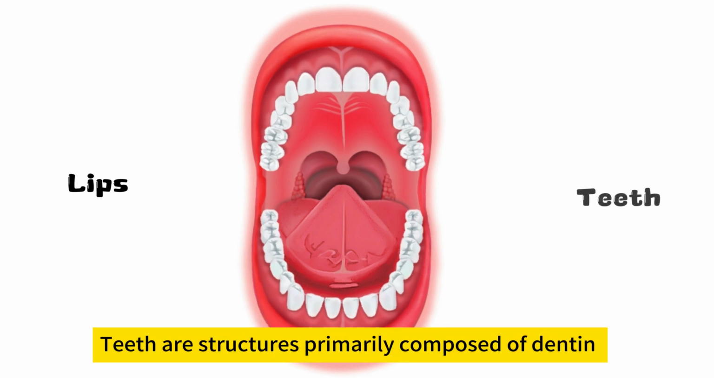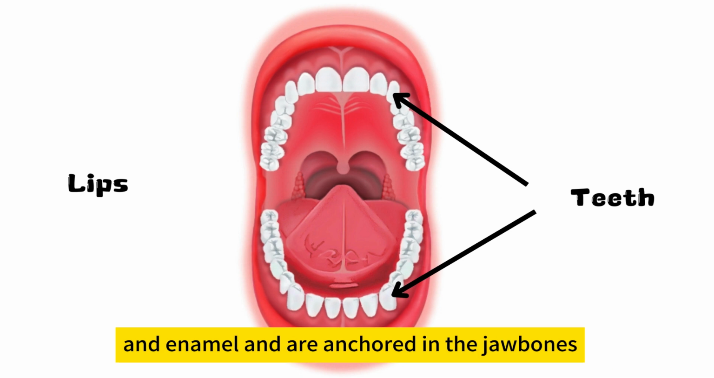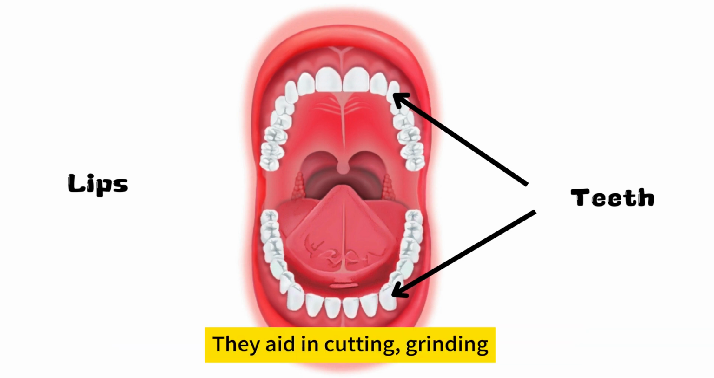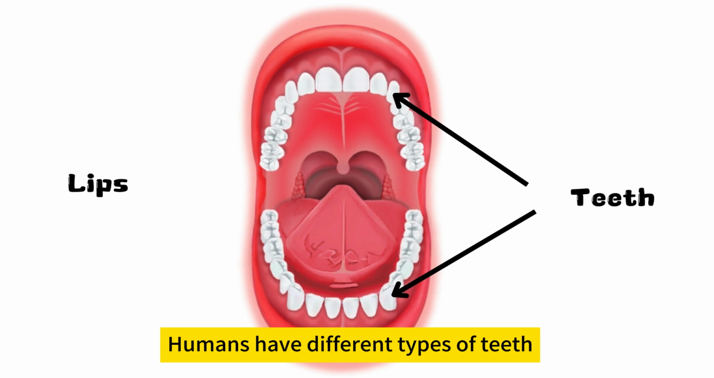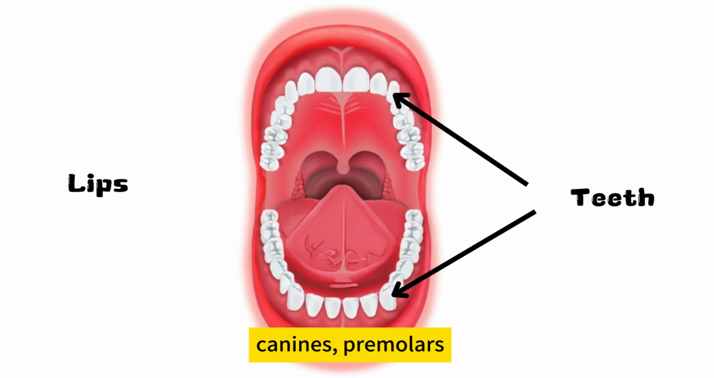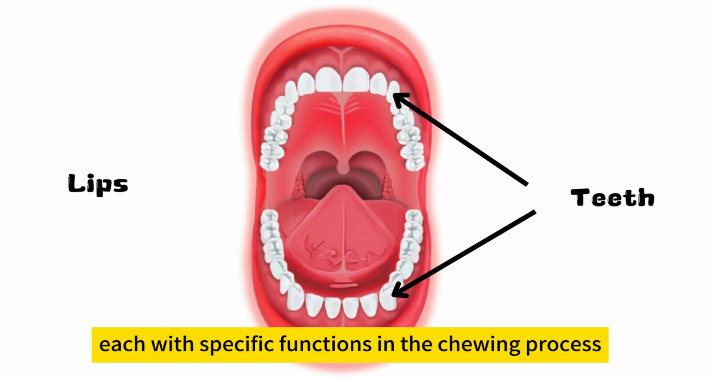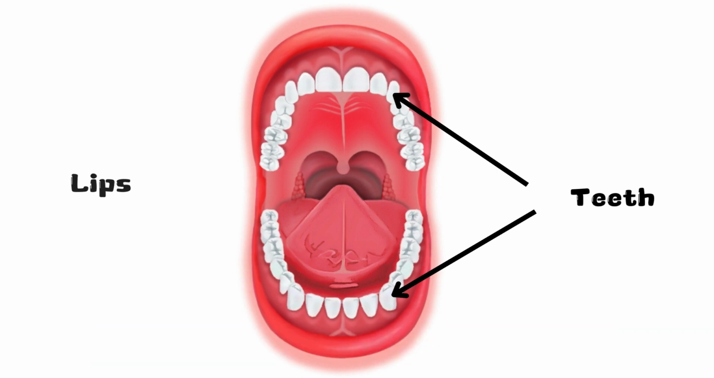Teeth. Teeth are structures primarily composed of dentin and enamel and are anchored in the jawbones. They aid in cutting, grinding, and tearing food into smaller, more digestible pieces. Humans have different types of teeth, including incisors, canines, premolars, and molars, each with specific functions in the chewing process.